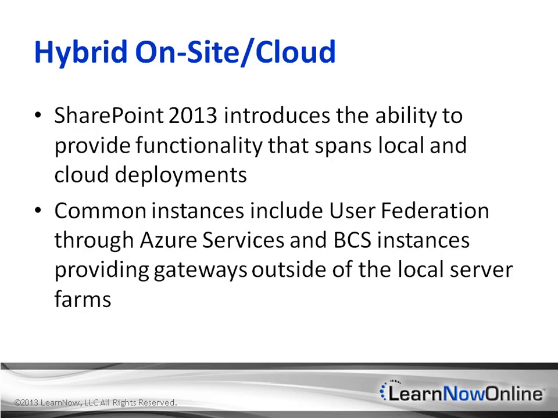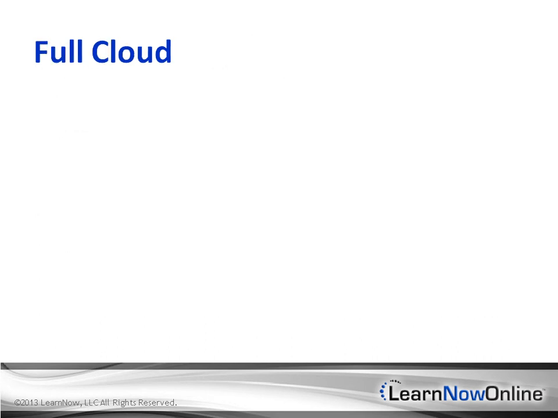Business Connectivity Services instances provide gateways outside of local server farms as well. So if you need to do a BCS crawl or some integration with large pieces of data outside your organization, it may make sense to put the BCS instance in the cloud, integrated with a local server, and just get the aggregate of what happens when the BCS processes that external content, rather than pull it all through your firewall, pull it all through your data connection, and process that raw information locally. So there are several instances where you may want to look at the cloud local hybrid.